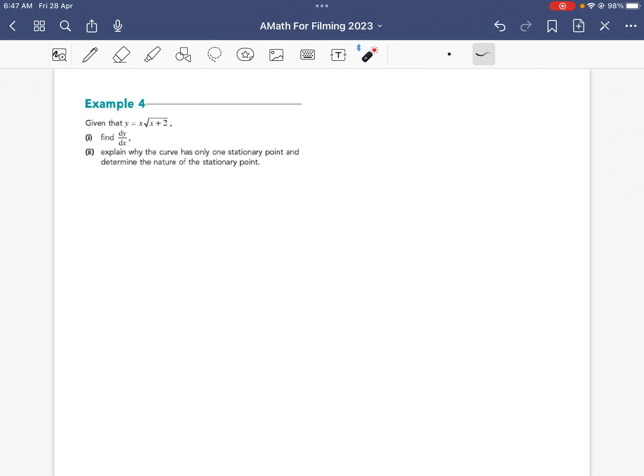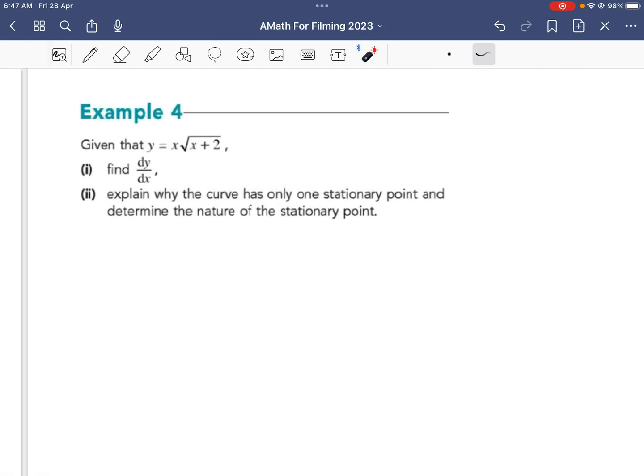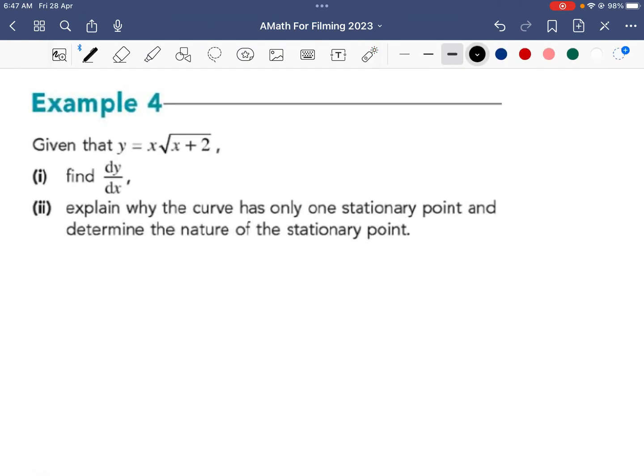I will now present to you example 4. So in example 4, what we are given here is this. First and foremost, they want us to find dy/dx. Very clearly, this is u and this is v. For u times v, we need to apply the product rule. So now, dy/dx is v multiplied by du/dx, which is actually 1, then plus u times dv/dx.